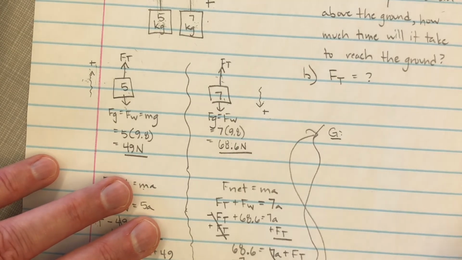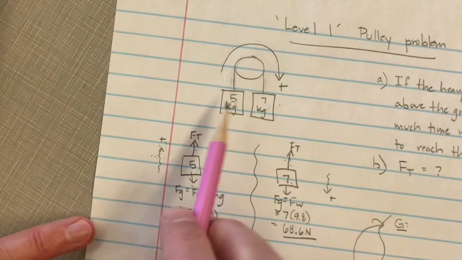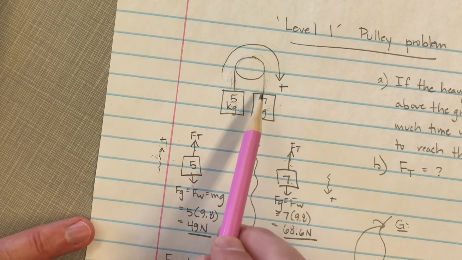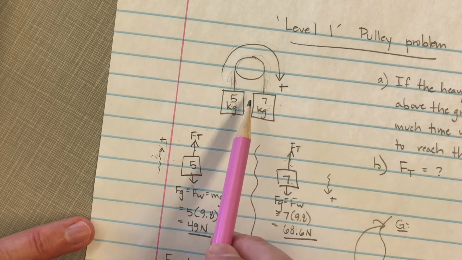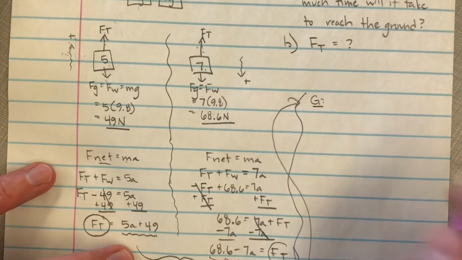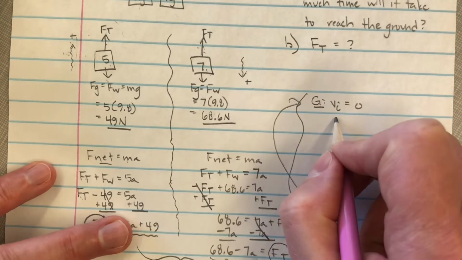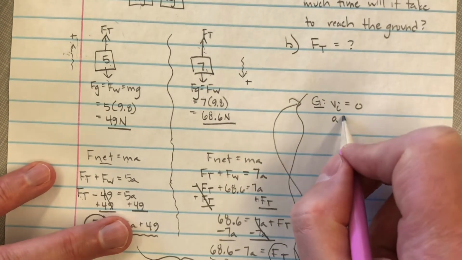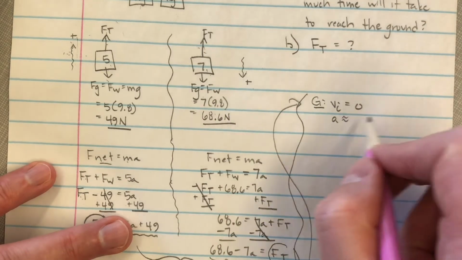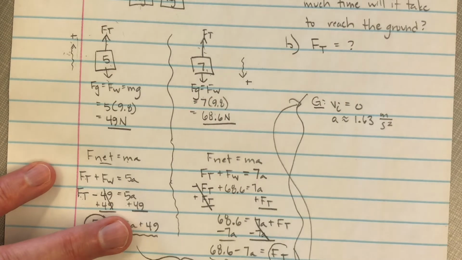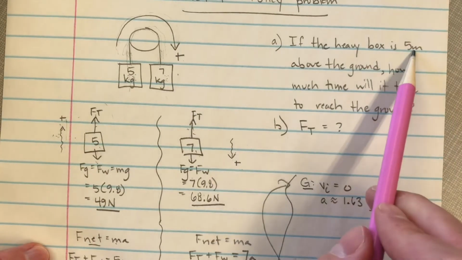Now, there's a background assumption we have to make here, but it's a reasonable one. When this pulley system is being set up and the boxes are being secured to the ropes, it's reasonable to assume that it's not moving while you're setting it up. And then once it's all set up and you release it, then it starts to move. So based off of that reasonable assumption, the initial velocity in these pulley systems will always be 0. The acceleration, we didn't know it before, but we know it now. We just figured it out. It's about 1.63 meters per second squared. And we were told the box is 5 meters above the ground.